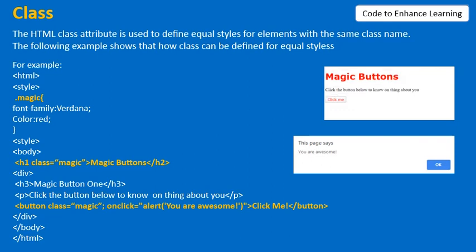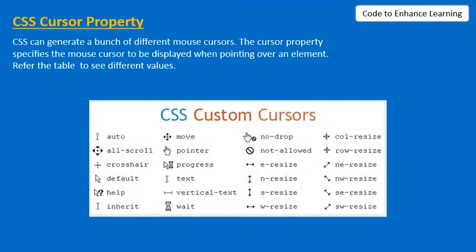Now let's learn about some cursor properties of CSS. CSS cursor property. CSS can generate a bunch of different mouse cursors. The cursor property specifies the mouse cursor to be displayed while pointing over an element in CSS. In the table given below, you can see different types of cursor properties given.